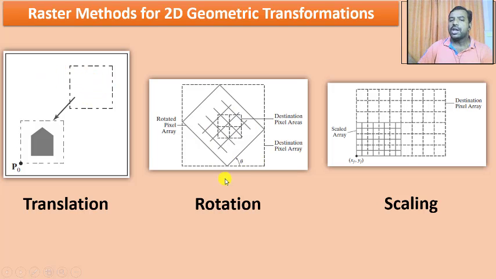And for the rotation, if it is 90 degrees, modify the array. If it is not 90 degrees, we are going to modify the array in such a way that it depends upon the overlapping, and even the scaling depends upon the overlapping. With this, we have the mechanism for doing geometric transformation. Now we will see what raster methods are available in OpenGL programs to apply this 2D geometric transformation.